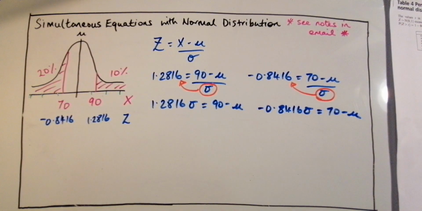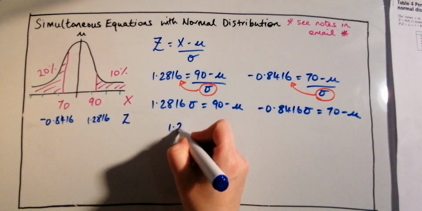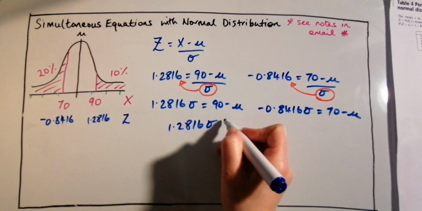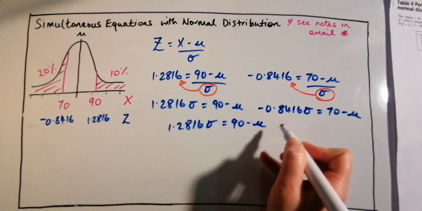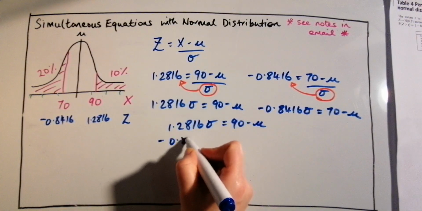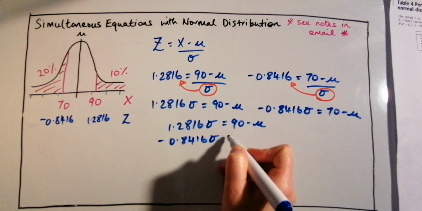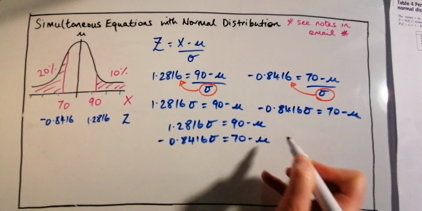I'm just going to write one above the other now and use my elimination technique. Now we would have done this in semester 2 maths, the access maths module. So you need to either revise a wee bit of that or follow these steps, it'll be exactly the same. So my two equations now, I'm going to write the bigger one at the top. 1.2816 times standard deviation is equal to 90 minus mu. And my other equation, negative 0.8416 times standard deviation is equal to 70 minus mu.